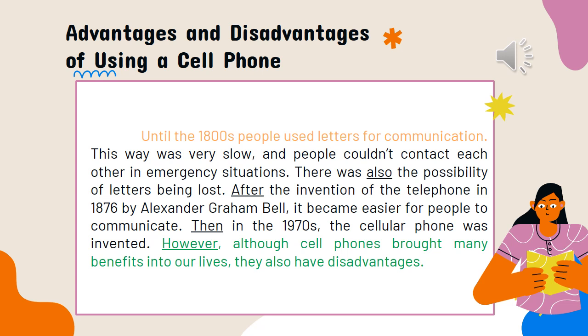And please look at the words that are underlined: also, after, then, however. These are called transitional words, and we use them to move from one sentence to another, because if we don't use these transitional words, the paragraph would not make sense. So these transitional words connect the sentences together. So please also, when writing your paragraphs, use the suitable transitional words and don't just write ideas after one another.